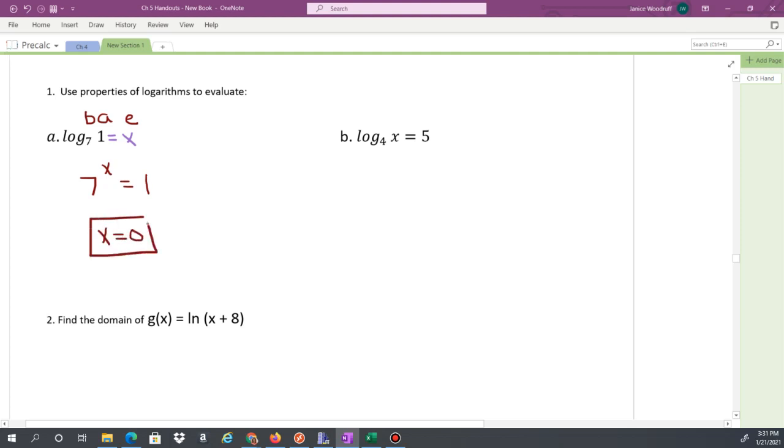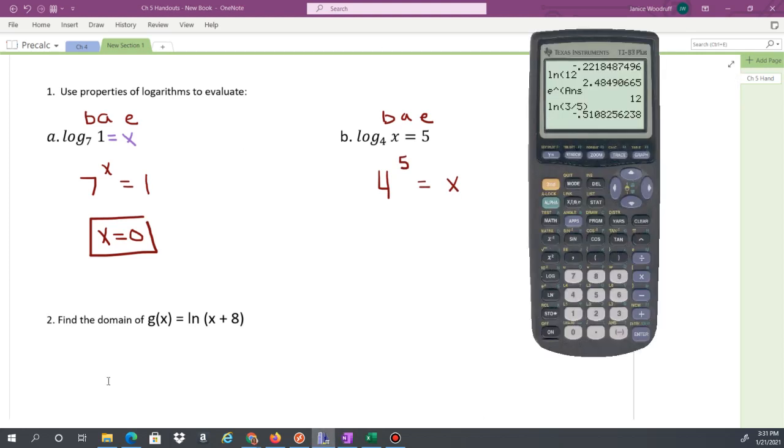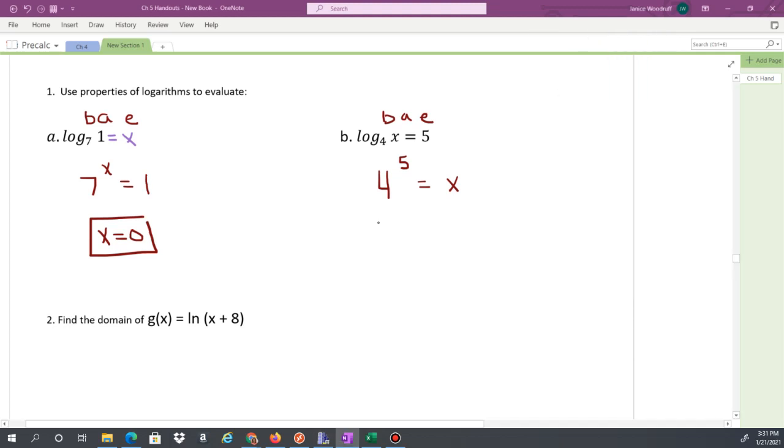So that's actually a property of a logarithm. If you have a 1 in this spot, then after the logarithm you're going to have 0, because anything to the power of 0 is going to give you 1. And I can take a look at B. So I have a base of 4, an answer of x, an exponent of 5. So here I want to know what 4 to the 5th is, and that is going to be 1024.